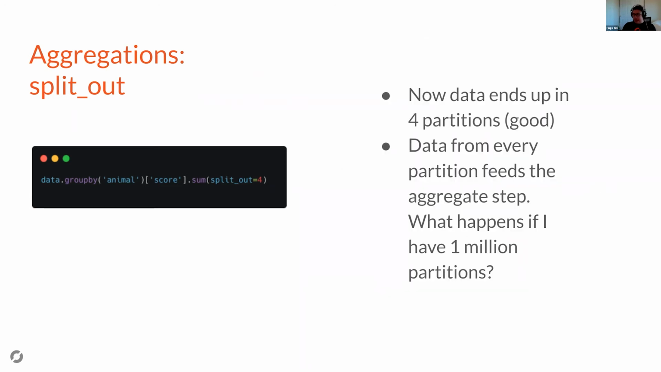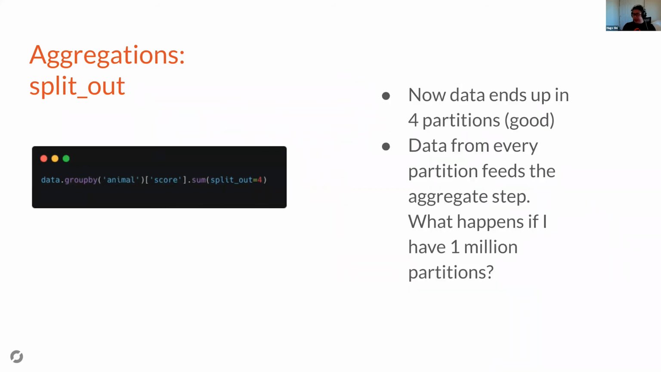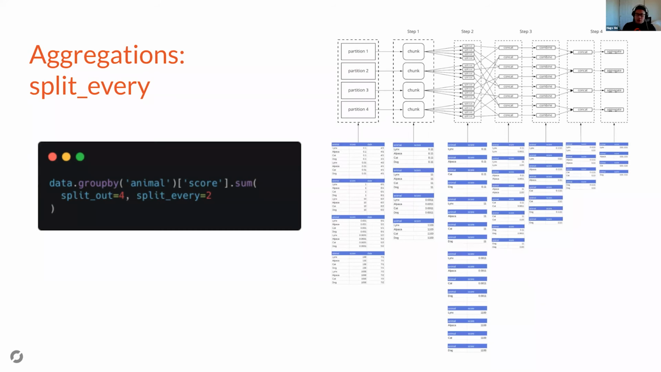So some comments on that. Now the data ends up in 4 partitions, which is good. But what you'll notice is that in this concatenation, we had data from every single partition flowing into the same data frame. What happens if I had 1 million partitions? So Dask has another parameter called split every, which defaults to 8, and that's a pretty good number. You're probably not going to have to change that, but I've set it to 2 just so that we can see what it does on a smaller data set.